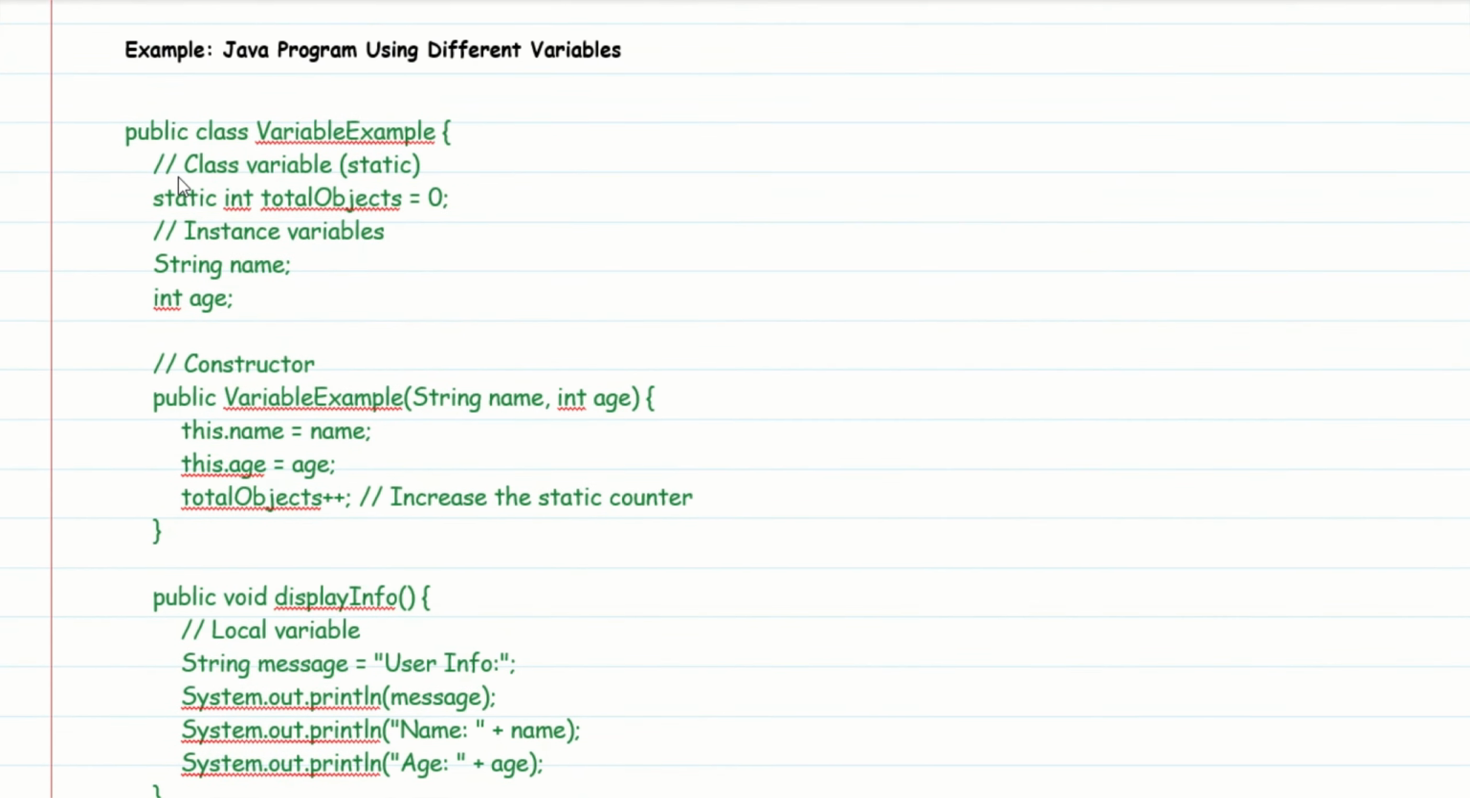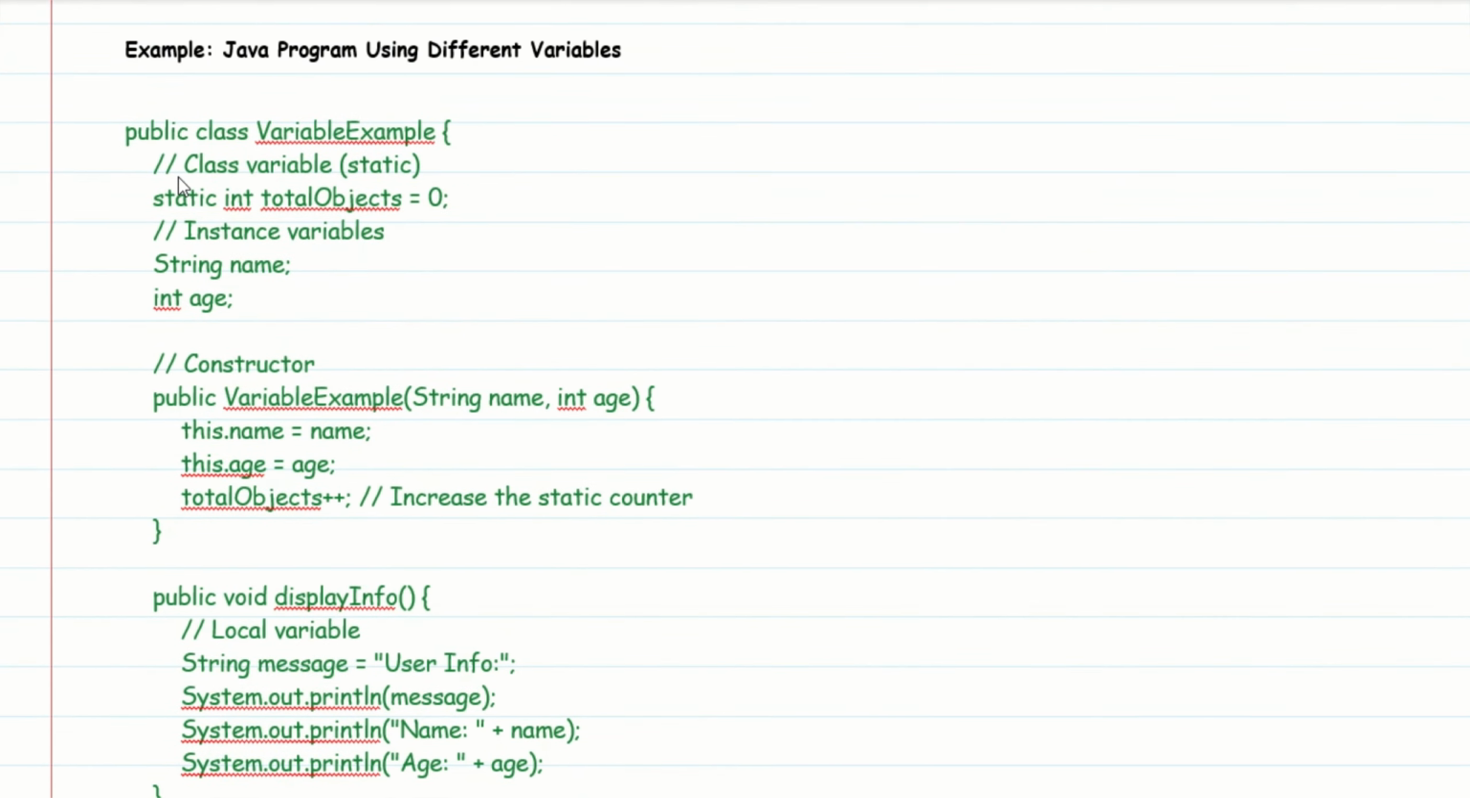So this is a class. Whenever a new object of variable example is created, it will keep track, and it can be accessed using the class name dot total objects. If you want to access the value of this variable, you can directly access it like variable example dot total objects. It will be used here, you can see. I will show you the output as well.